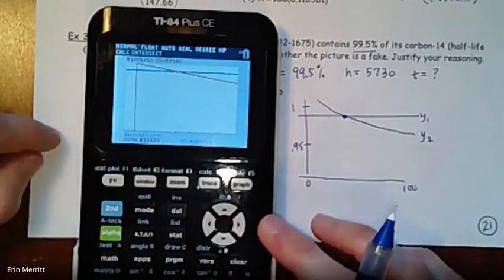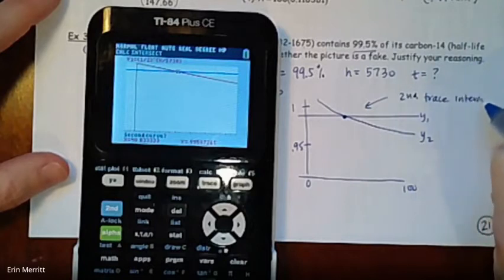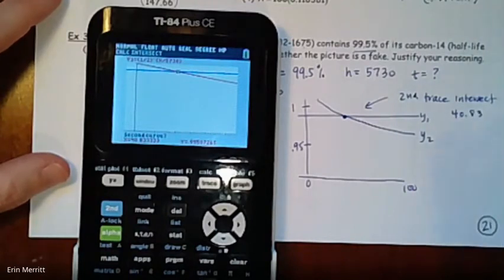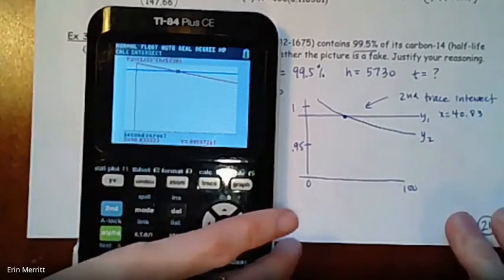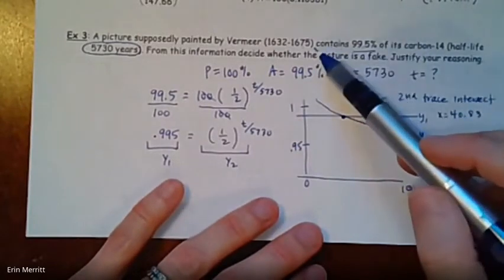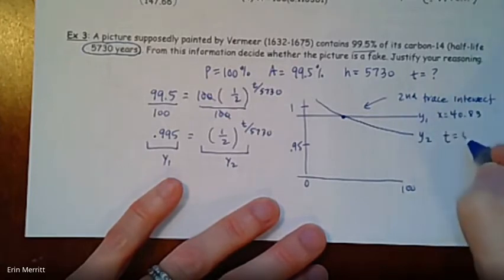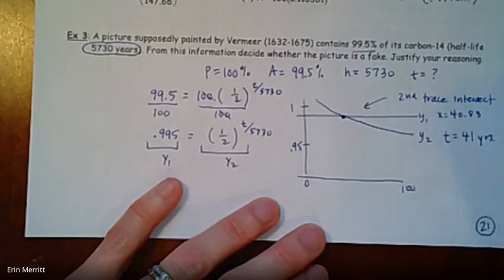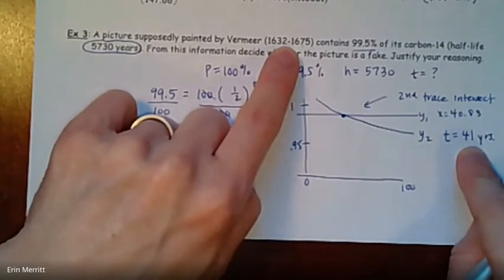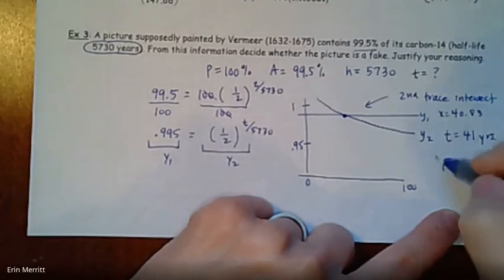So second, trace, intersect. So as a reminder, second, trace, intersect. I'm coming out with 40.83 is my intersection. So that's my x value. All right, let's bring it back to the question. It was asking us, is it painted by this painter or is it a fake? So based on this, the amount of time that has passed, because x is representing time, has only been about 41 years. And so if it's only 41 years old, could it have been painted back in the 1600s? No way. This is definitely a fake.